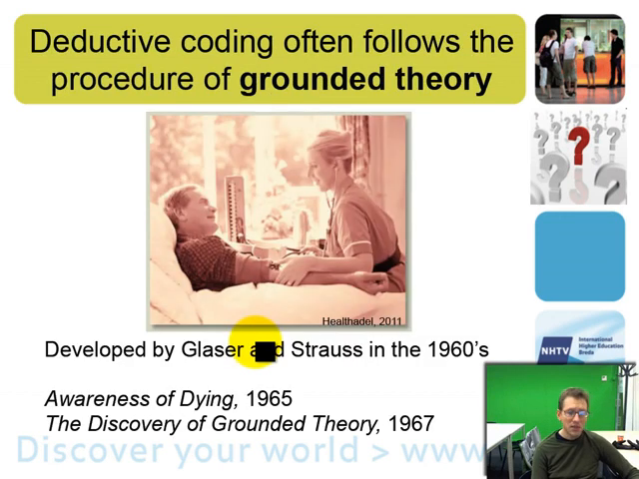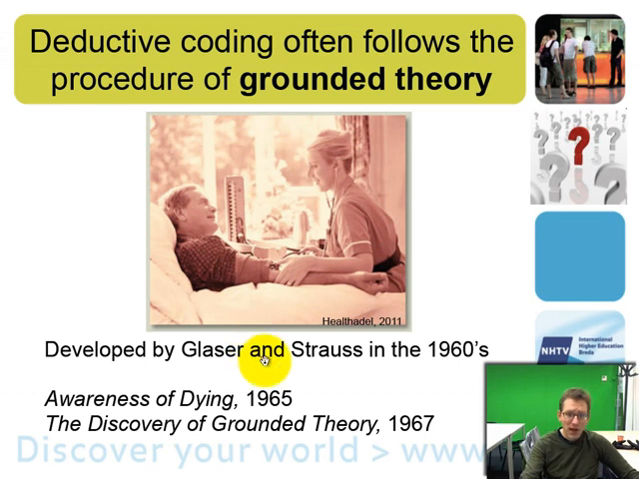Grounded theory comes from a study of dying that was conducted in the 1960s by two researchers named Glaser and Strauss. What Glaser and Strauss wanted to know was how the relationships among doctors, patients, and family developed as patients got closer to dying. So if we're thinking in terms of independent and dependent variables here, the independent variable was time, how much time people had left before they died, and the dependent variable was their relationships with family and doctors.